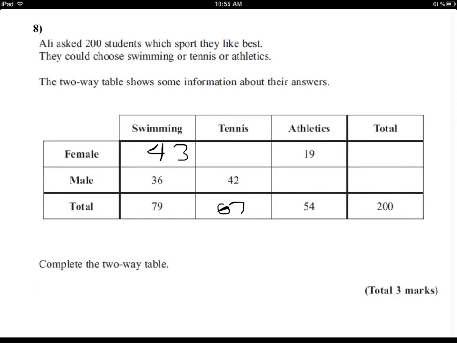Now, tennis, female, and 42 gives me 67, that's 25. I can then go across swimming, tennis and athletics, 43 and 25, that's 68, and 19 would be 87. Now 87 and something makes 200, that's going to be 113, and then I've got my 54, subtract my 19, well, subtract 20 and add back 1, that's 34, 35, so it's 35, and then check going across that you get your 113, well 36 and 42 is 78, and 78 and 35 is 113, so there's the answers.